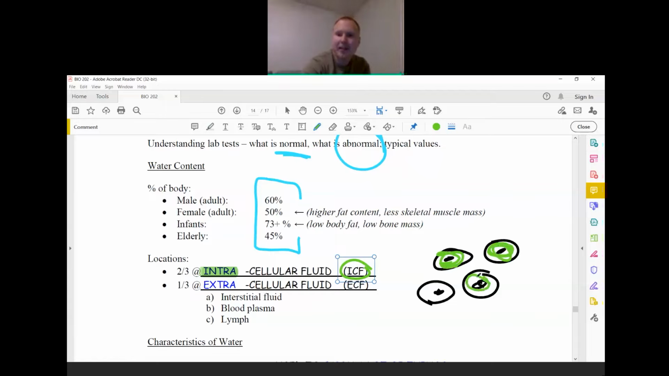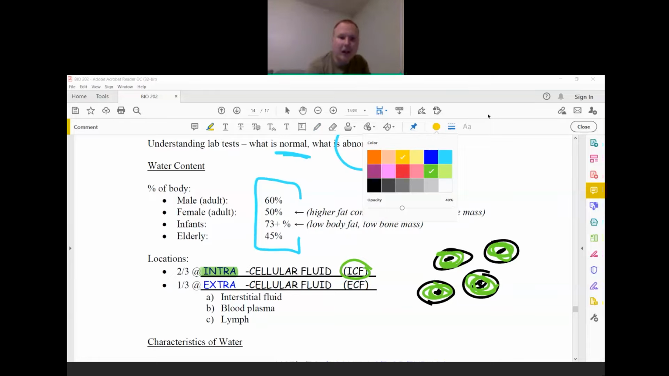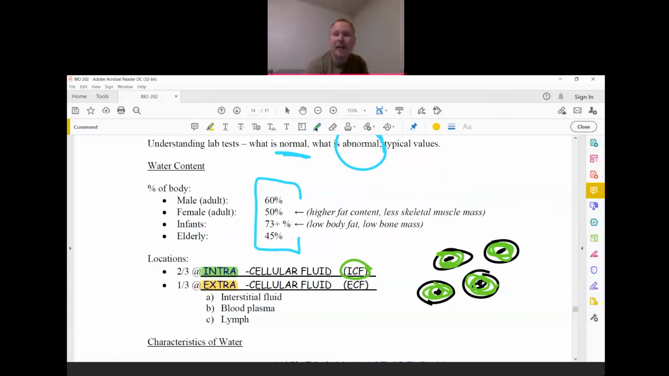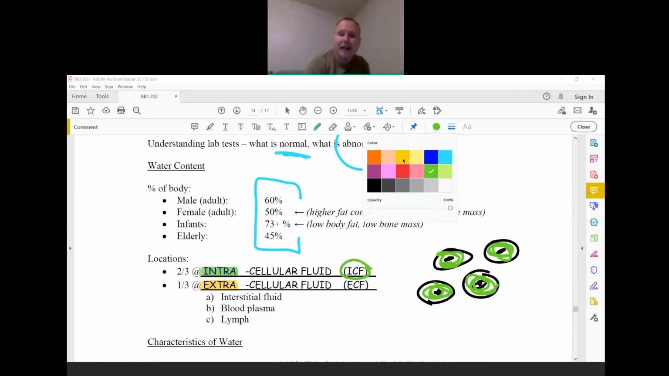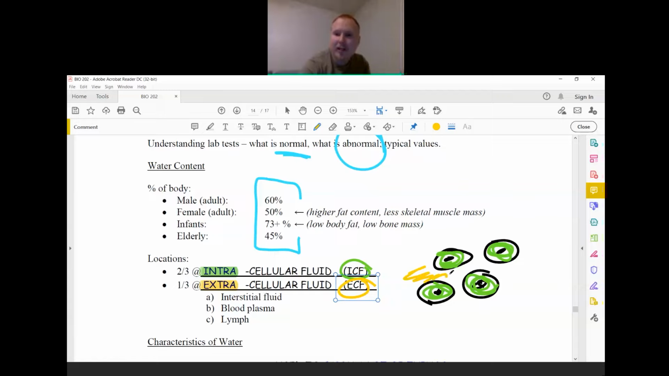So we're going to add that to these diagrams here. And the remaining 1/3 of the water is typically located then outside the cells as extracellular fluid. That's abbreviated as ECF. And this can be many different places. It can be as this interstitial fluid that I'm adding to this diagram, but it could be also as a blood plasma or as lymph, if you wish.